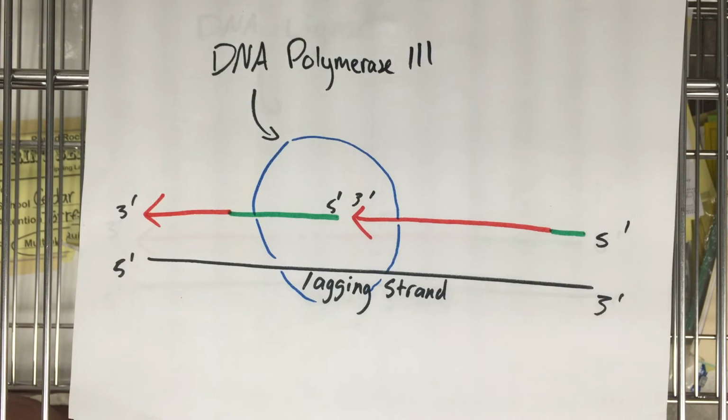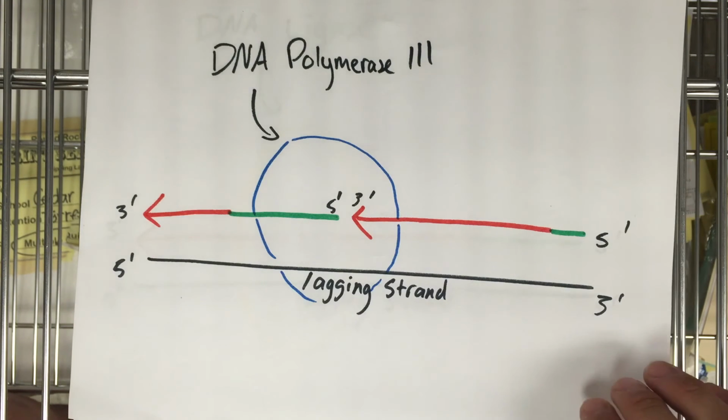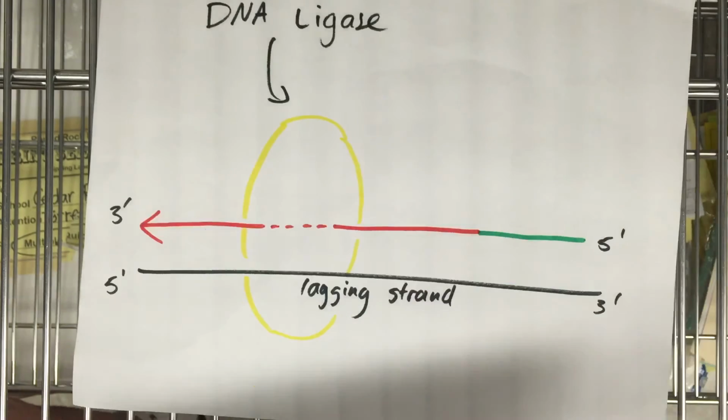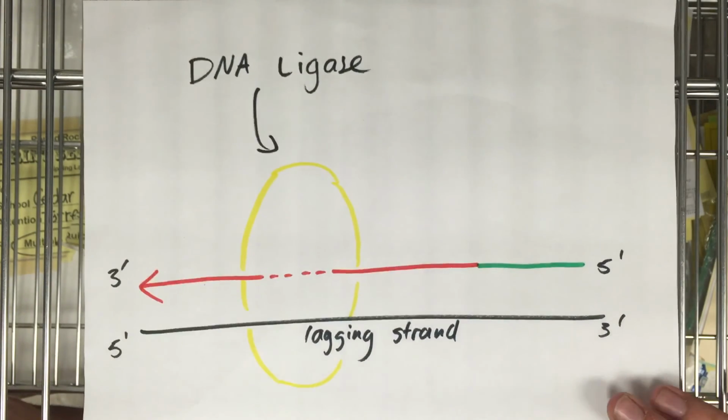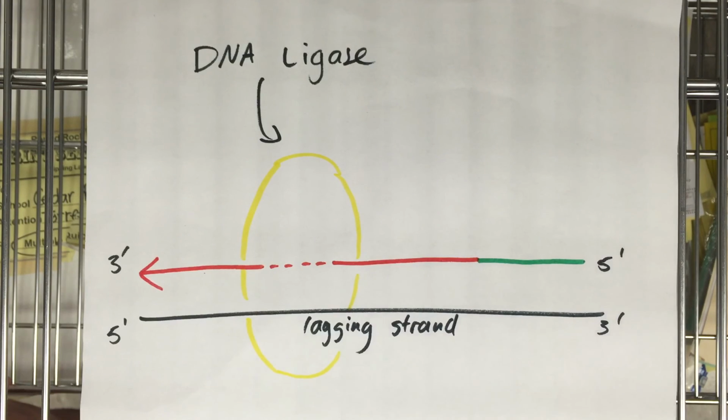DNA polymerase then synthesizes an Okazaki fragment by adding nucleotides to the one primer until it reaches the primer of the previous fragment. Finally, the enzyme DNA ligase catalyzes the joining of the adjacent Okazaki fragments, making the lagging strand whole.